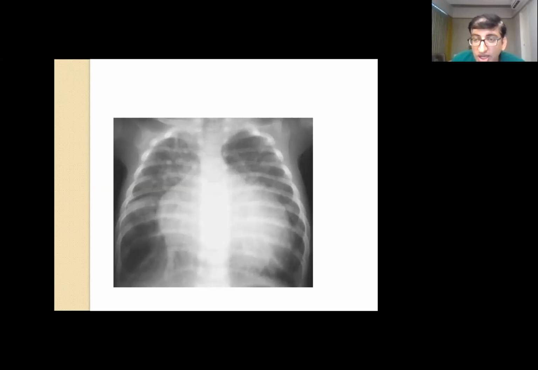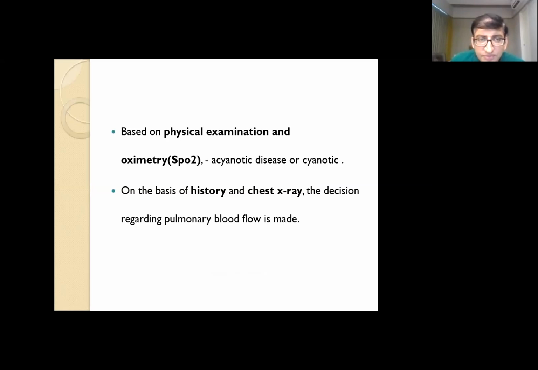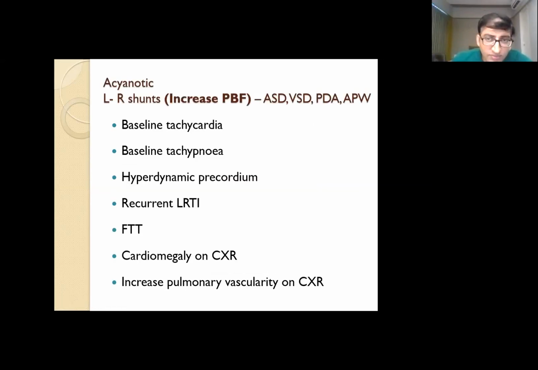If you have a cardiomegaly and increased pulmonary blood flow, you have any of the three diagnoses. So based on your physical examination, you came to a conclusion that there is no cyanosis. And based on history and chest X-ray, you decided whether the pulmonary blood flow is increased or not. So when you have baseline tachycardia, tachypnea, hyperdynamic precordium, recurrent infection history, cardiomegaly, and increased pulmonary vascularity on chest X-ray, then you are most likely dealing with a left to right shunt: ASD, VSD, PDA.